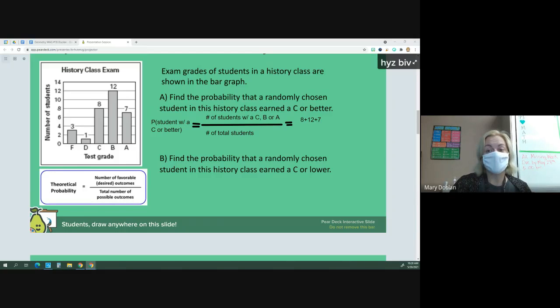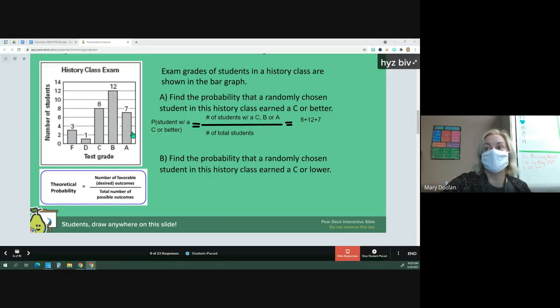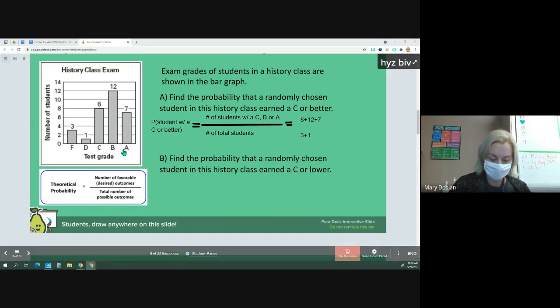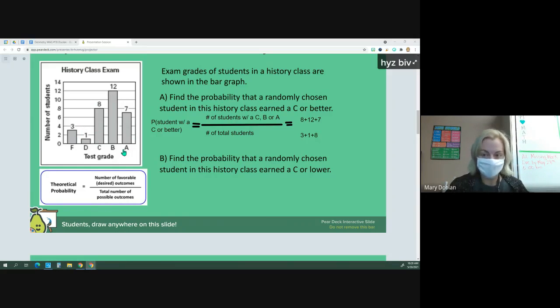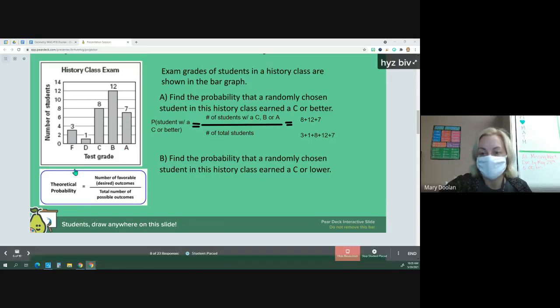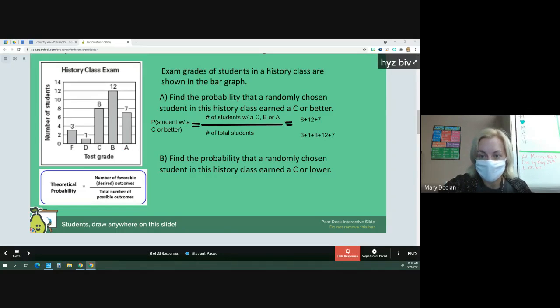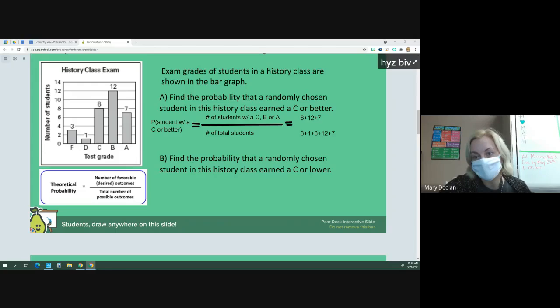And then the total number of students, well, I need to add all the number of test grades together. So 3 plus 1 plus 8 plus 12 plus 7. And so these are the 2 calculations we need to figure out to get our probability here. And sometimes you can simplify this probability because it is a fraction. Sometimes you can't.